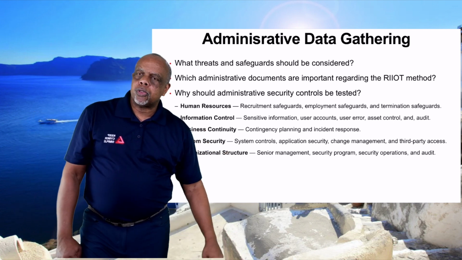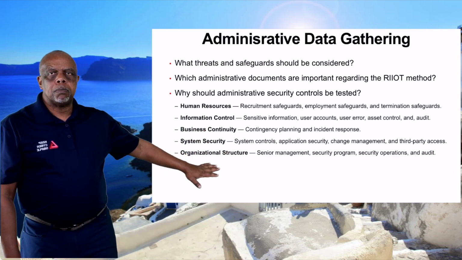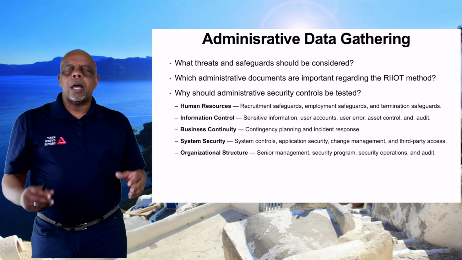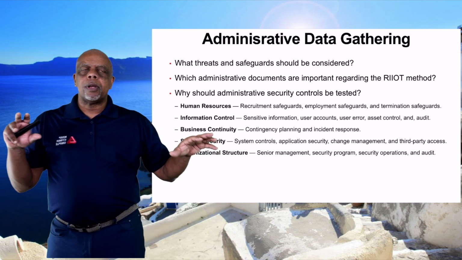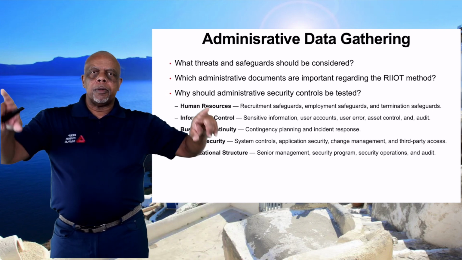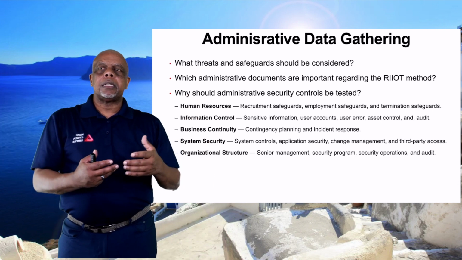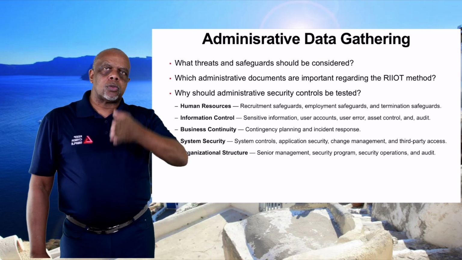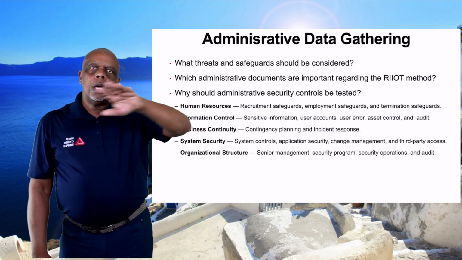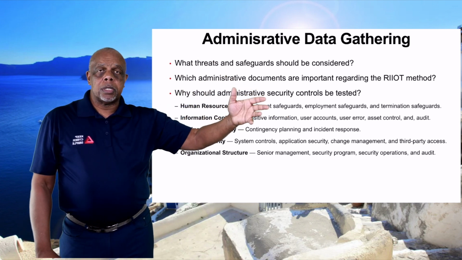Also, organizational structure. This is huge. Many times we blow right by this. How is your senior management staff, your security program, security operation, how things are audited? So from a programmatic perspective, is there a risk associated with the organizational structure? Because your organizational structure controls the flow of information across your organization.